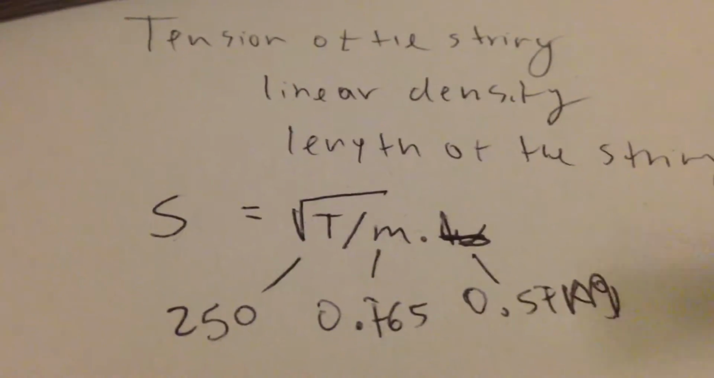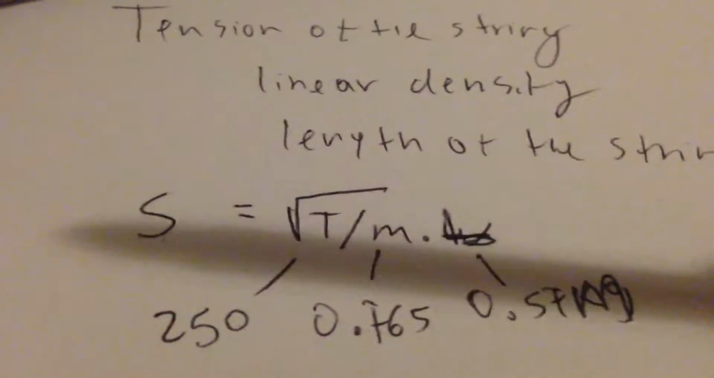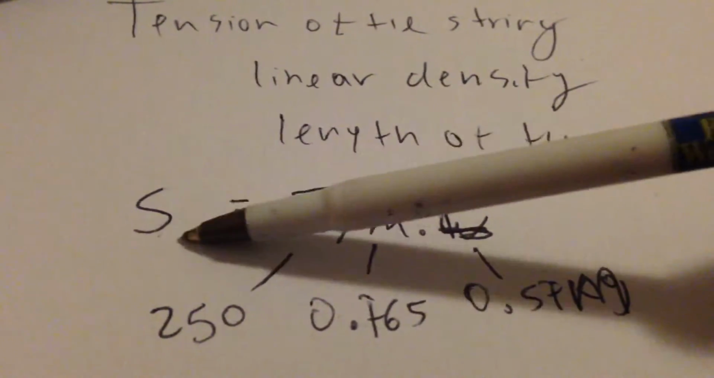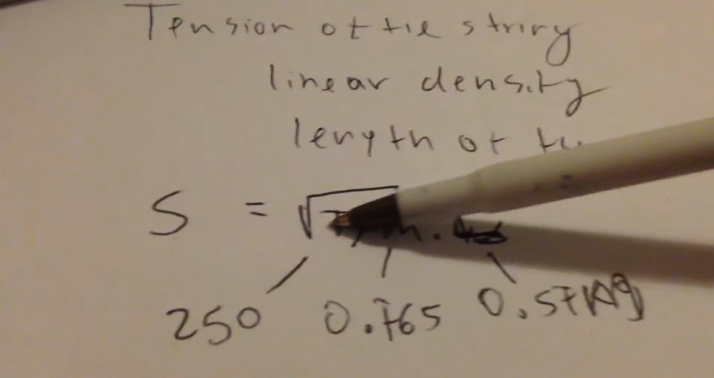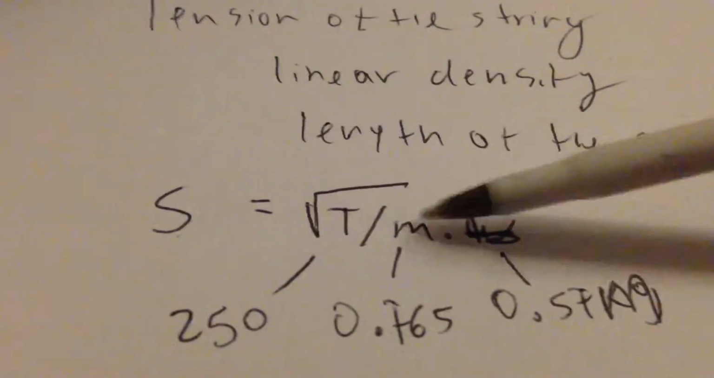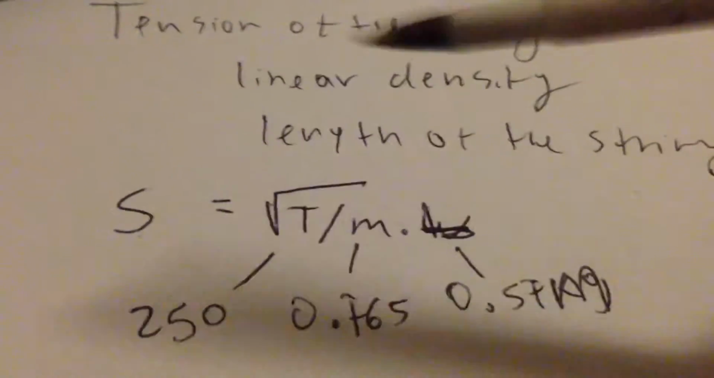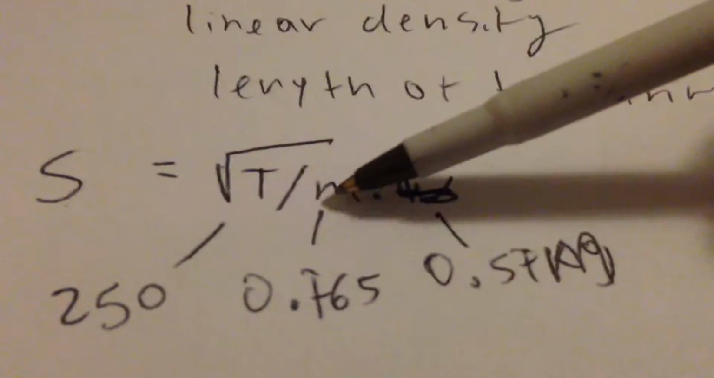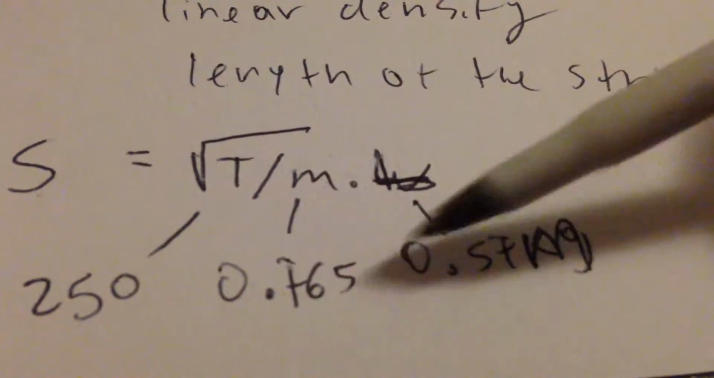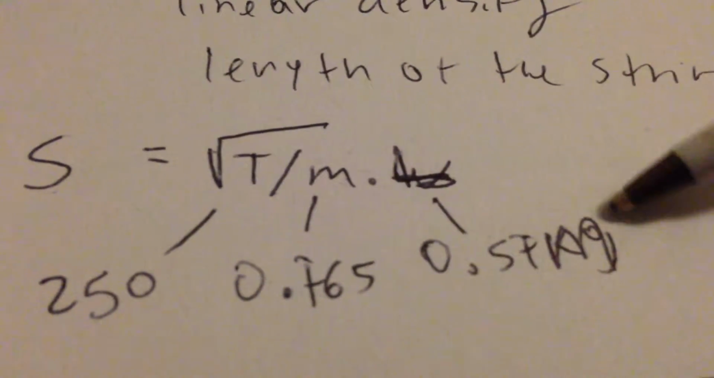So the relationship between these three can be shown in the following equation. The speed of the wave is equal to the square root of the tension of the guitar string divided by the mass times the length of the guitar string. And here are the numbers: 250 for the tension, mass 0.765, and the length is equal to 0.57 meters.